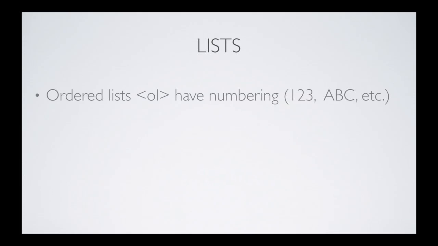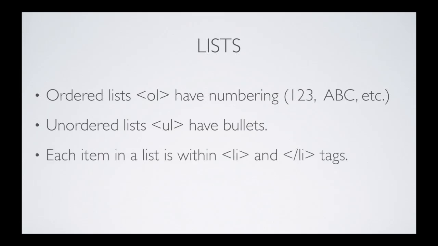Next, let's take a look at lists. There are two kinds of lists. Ordered lists with the OL tag have numbering, 1, 2, 3, ABC, etc. And then unordered lists, marked by the UL tag, have bullets. Each item in a list is within the list item, or LI tags. Lists are block elements.